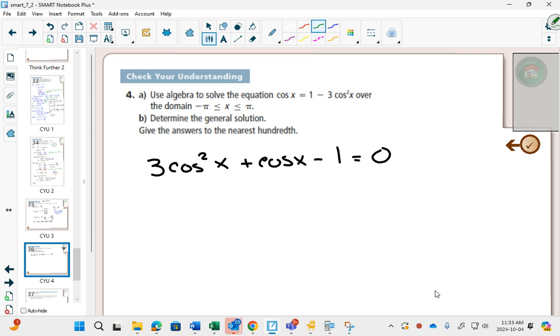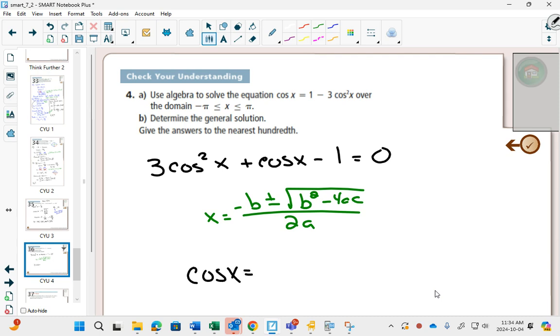So again, here's our quadratic formula. I'll write it out in green. I won't write the ax squared plus bx plus c part. Again, on your formula sheet, it's x equals, because it's x squared. But what do we have squared? We have cos squared. So we will write cos x equals negative 1 plus or minus the square root of 1 minus 4, where a is 3, c is negative 1, over 2 times 3.